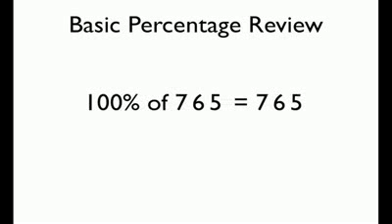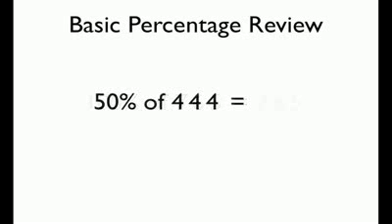100% is really just as easy too. In fact, it's the easiest by far. The number doesn't change. 100% of 765 is 765. 50% is just like taking a number and dividing it by 2. So 50% of 444 gives us 222.